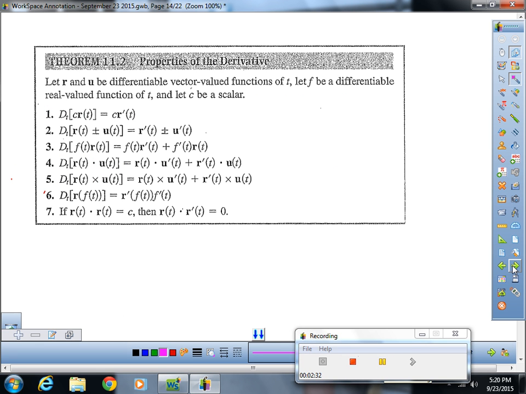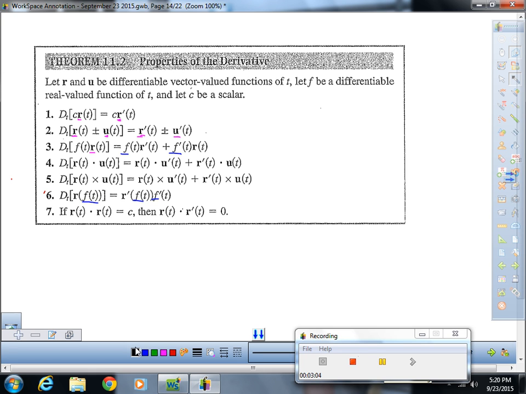All right, so let's look at all of our little derivative rules. The derivative of a constant. Now, every time in these, the bolded r's and bolded u are all vector valued functions. This f is just a regular function. Okay, all the bold are vector valued functions. Just remember that as you're reading this.